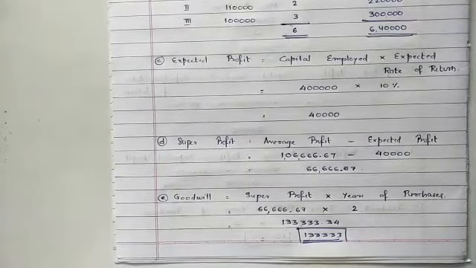That's all about calculation of goodwill by weighted average profit method and super profit method. Tomorrow we will again be looking into calculation of goodwill by capitalization of profit method.